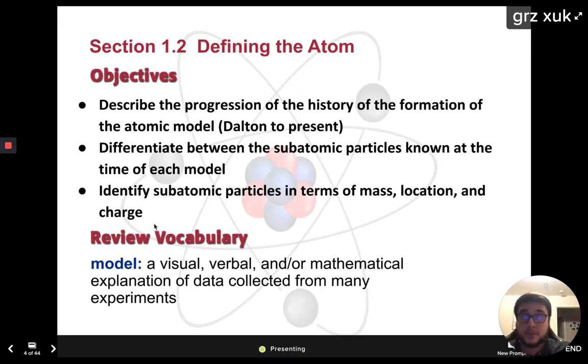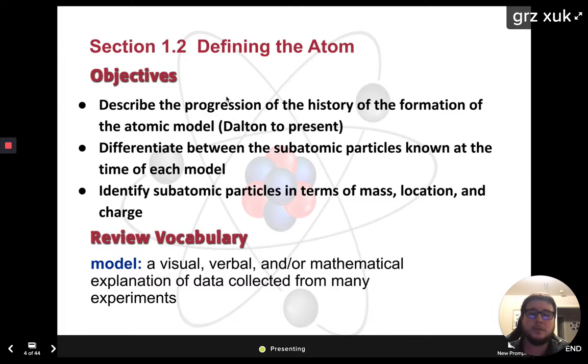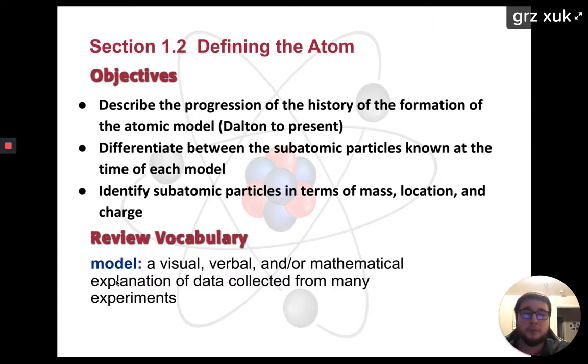And then the third objective is to identify subatomic particles in terms of mass, their location in the atom, and the charge that they carry. Those are our 3 objectives for today. Then for review vocab, we're going to talk about what a model is. A model, just remember, is a visual, verbal, and or a mathematical explanation of data collected from many experiments.